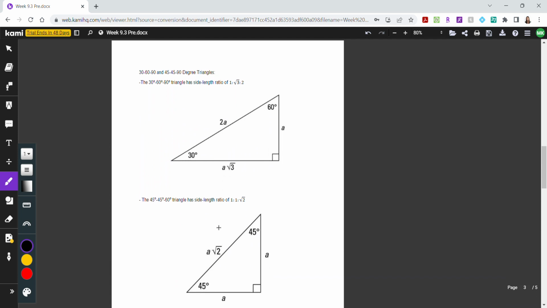All right. Now for some special angles, some special right triangles, right? So we have the 30-60-90 and 45-45-90 degree triangles. And so let's look at the 30-60-90 first.